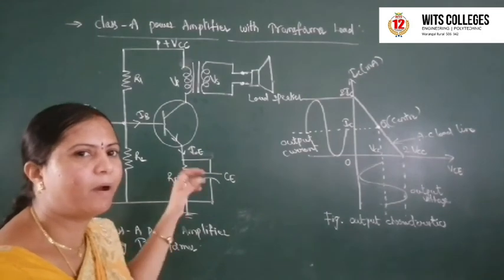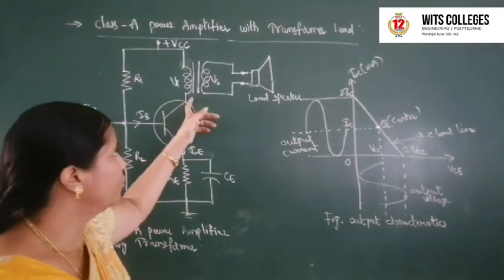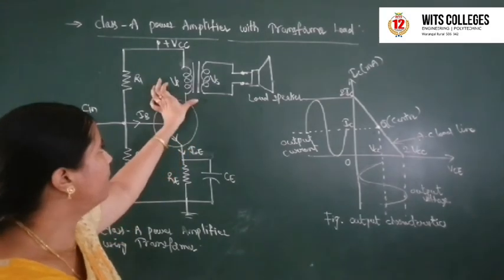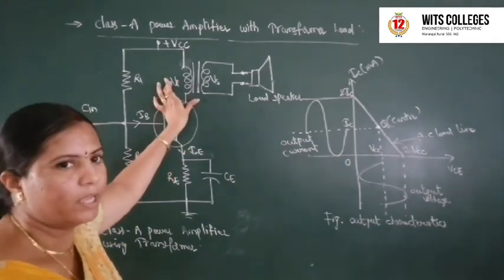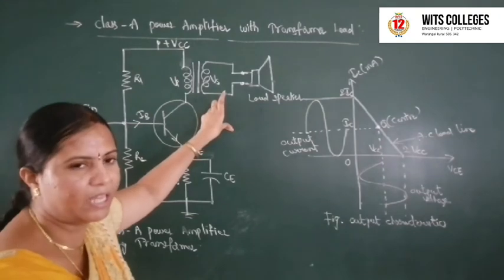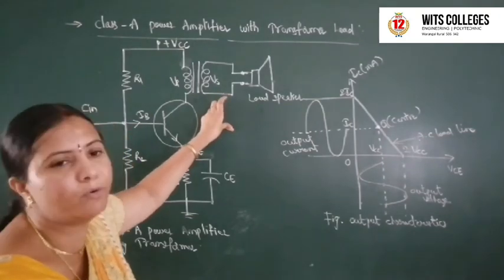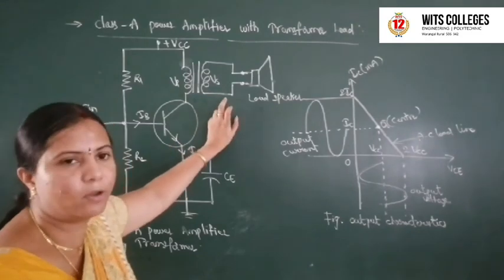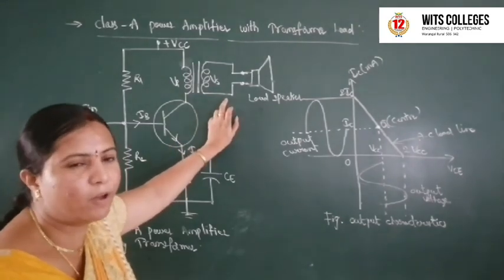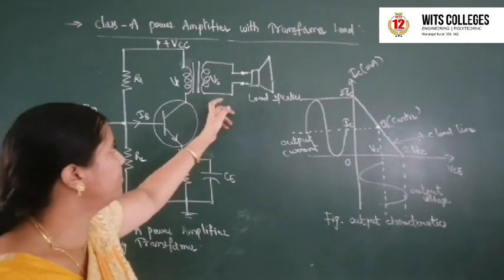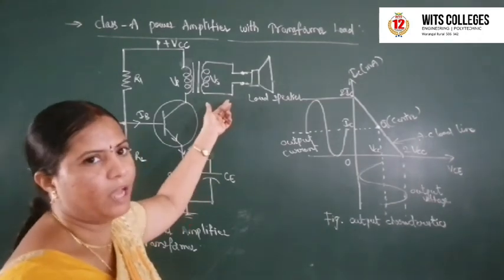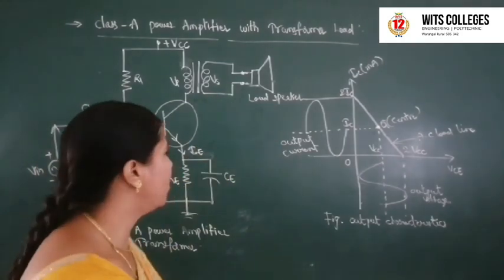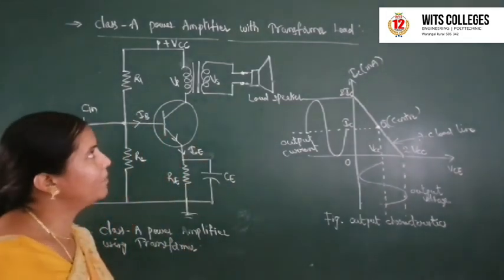So the maximum power output will be produced at the collector terminal. This power output goes to the secondary terminals of the transformer by using mutual induction. The amplified output goes to the secondary terminals of the transformer by using the principle of mutual induction. From this, the amplified power output drives the loudspeaker. So this is the operation of the class A power amplifier with transformer.